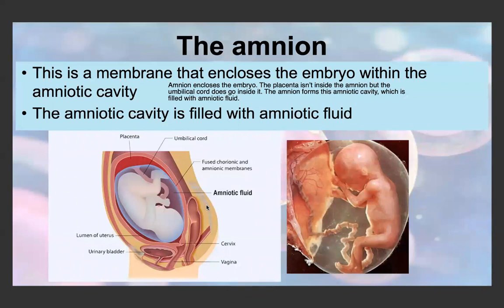Then if we look at the amnion, this is a membrane that encloses the embryo within the amniotic cavity. So we can see that there's the placenta. Inside here is the amniotic fluid, and this kind of blue bubble sort of thing would be the amnion. So the amnion encloses the embryo. The placenta isn't inside the amnion. We can see the placenta here is on the outside, but the umbilical cord is inside the amnion, of course, because it has to reach the fetus. And the amnion forms this amniotic cavity, which is filled with amniotic fluid.